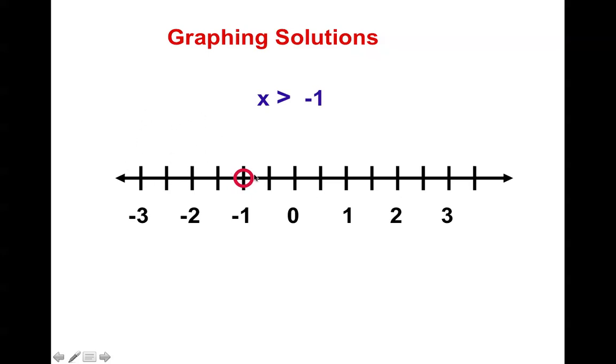Why would I have an open circle? Because is negative 1 greater than negative 1? No, they're equal. One is not bigger than the other. So we only shade the true side.